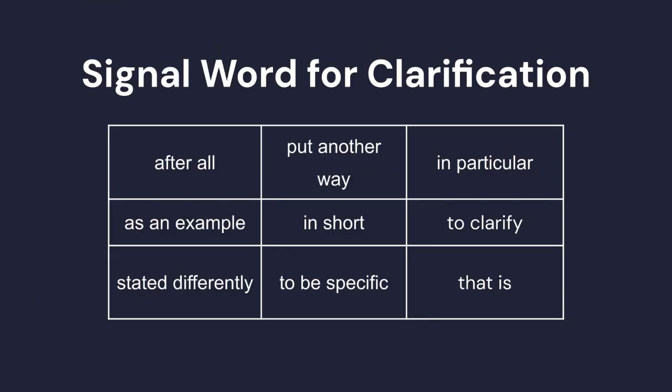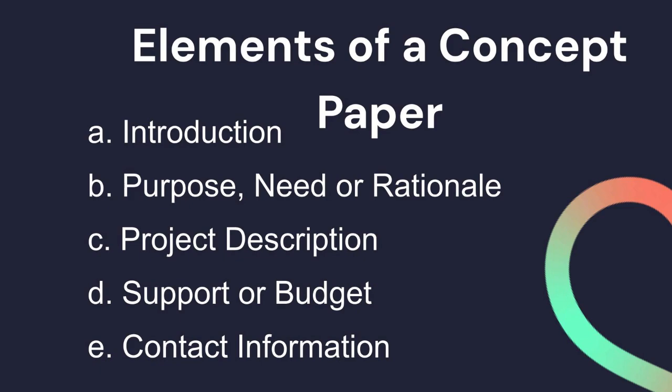Here are some signal words that you could use for clarification. After all, as an example, stated differently, put another way, in short, to be specific, in particular, to clarify, that is. Before I start with the elements of a concept paper, kindly get a pen and paper or notebook to write down some information that you could use as your reference.